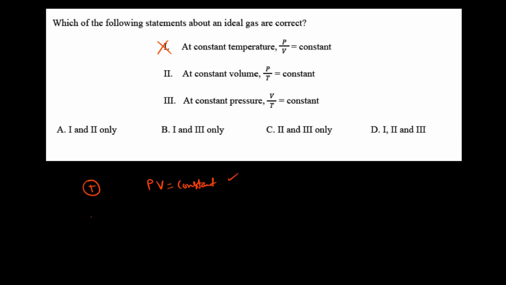Now at constant volume, when volume is constant, what is the relation between pressure and temperature? P over T is constant. That is my Gay-Lussac's law. So this is correct. Now at constant pressure, when P is constant, what is the relation between V and T? V1 over T1 is constant. So V over T is constant. This is my Charles law. So this is correct. So which of the statements are correct? Second and third.